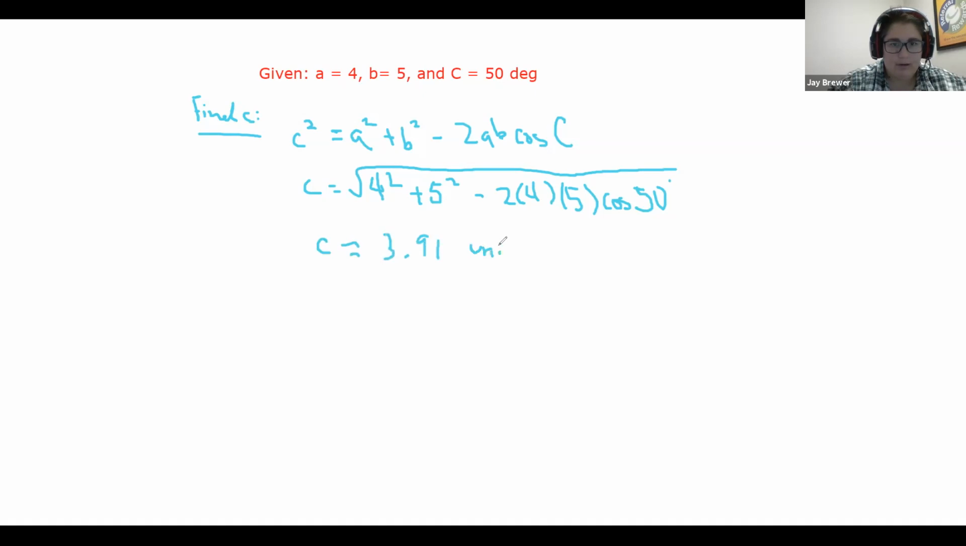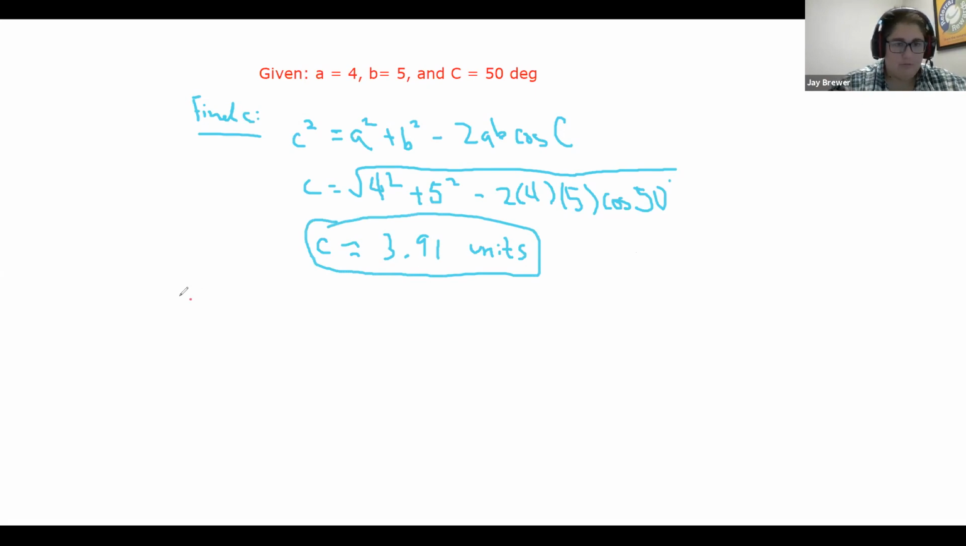And I don't know about you guys, but I always write down units if they don't give it to me. So that's how I do that. Now, Pearson will always ask you to find all of the missing pieces. So that is what we're going to do with this problem as well. So now that we found little c, we can use little c to help us find big A.